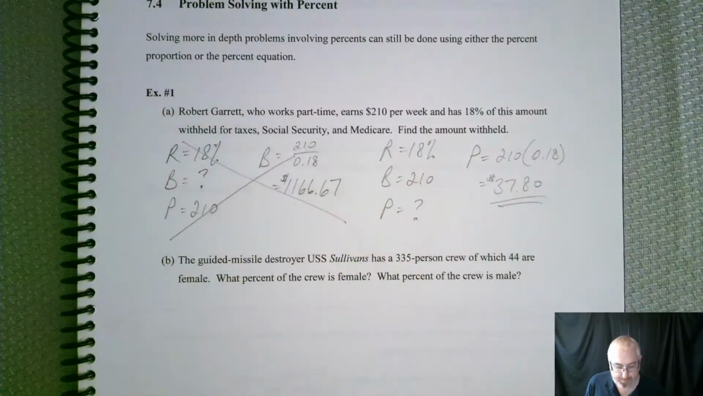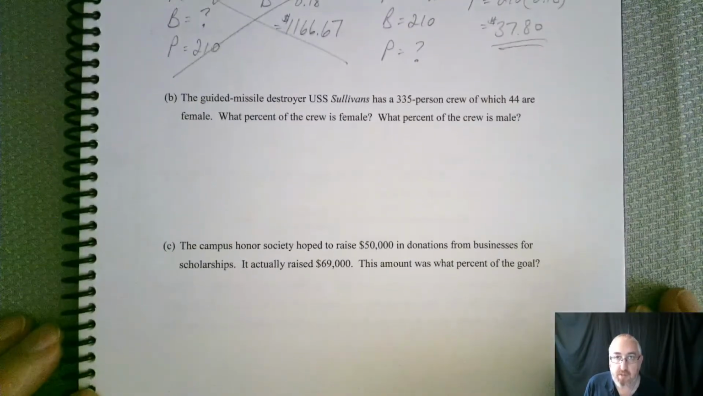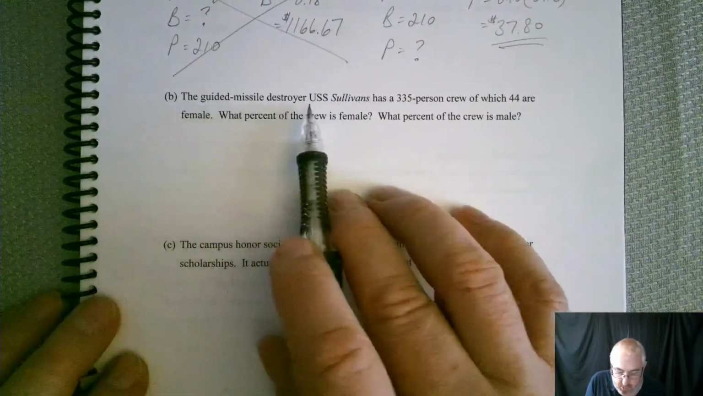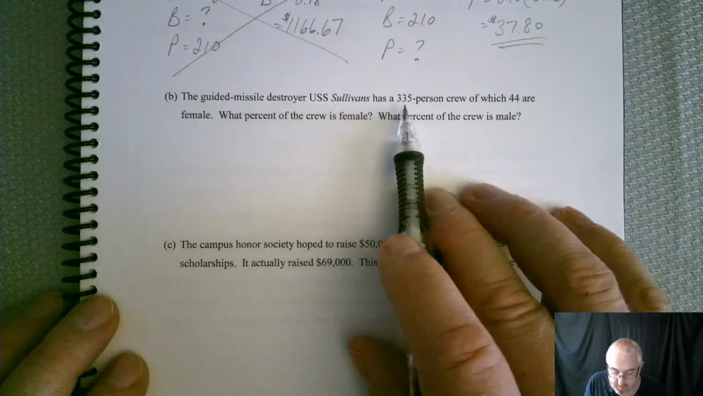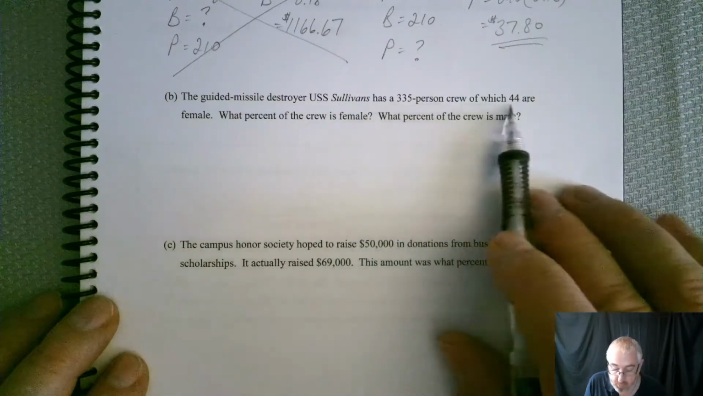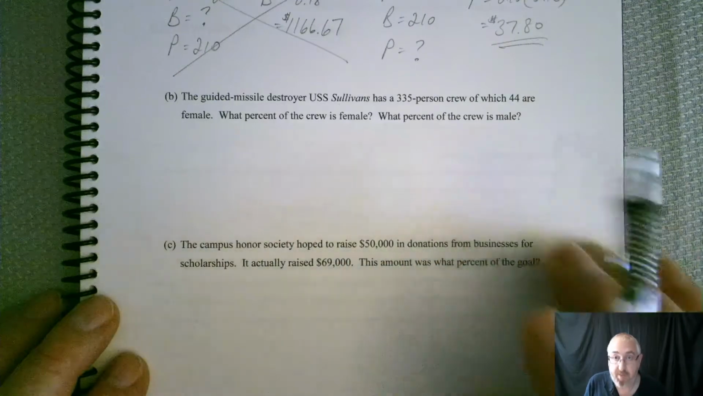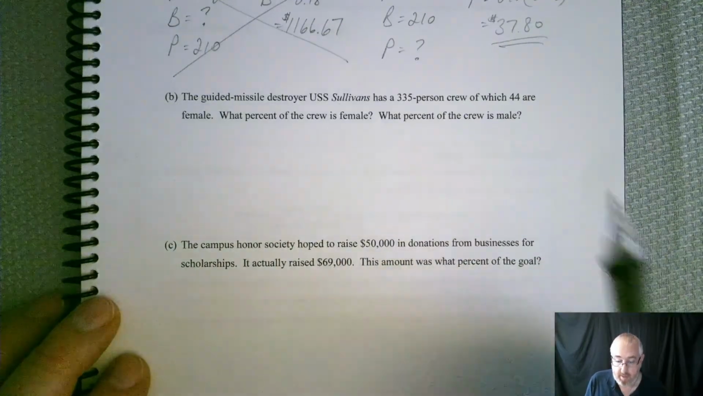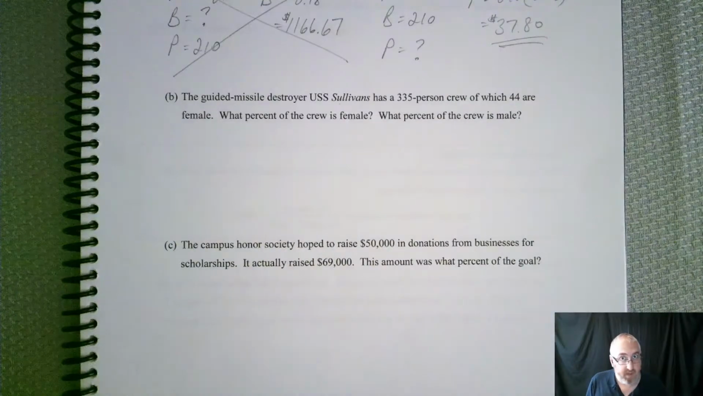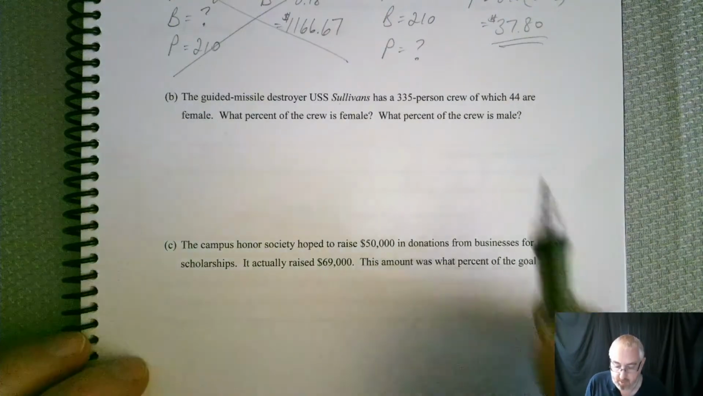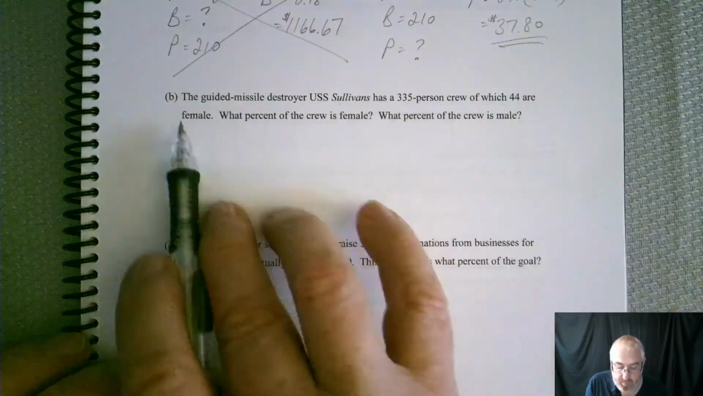All right. Let's try the next one. The guided missile destroyer USS Sullivan has a 335-person crew, of which 44 are female. What percent of the crew is female? What percent of the crew is male? Now, again, they throw that word of in there a lot to try to trick you. So they're saying of which 44 are female.